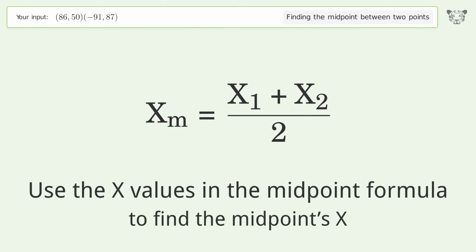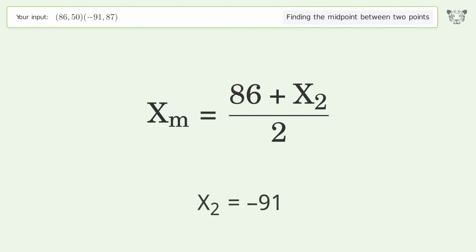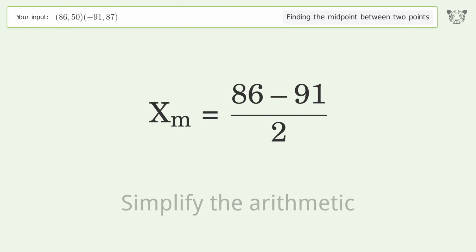Use the x values in the midpoint formula to find the midpoint's x. x1 equals 86. x2 equals negative 91. Simplify the arithmetic.